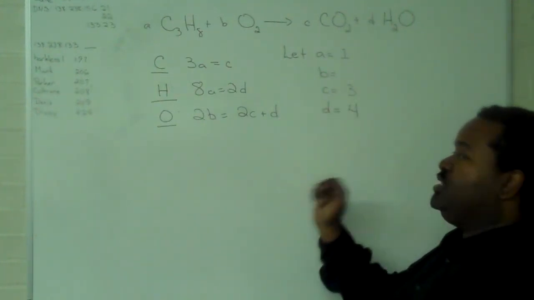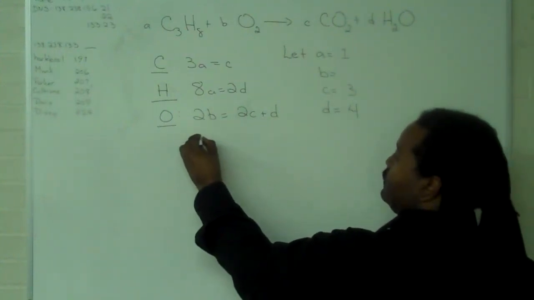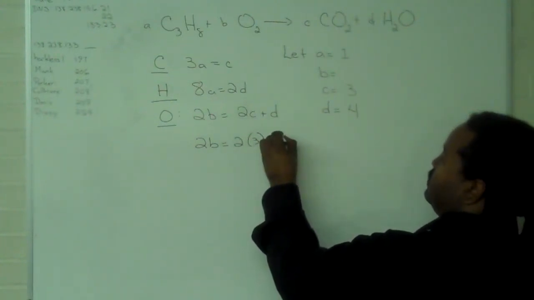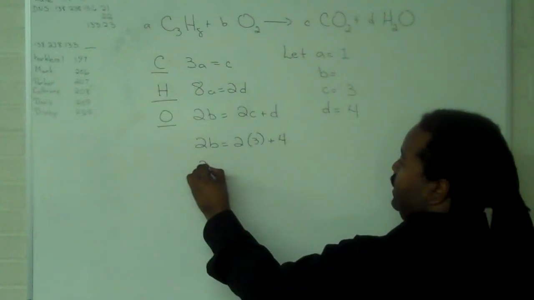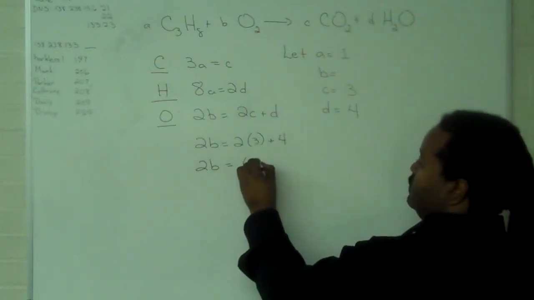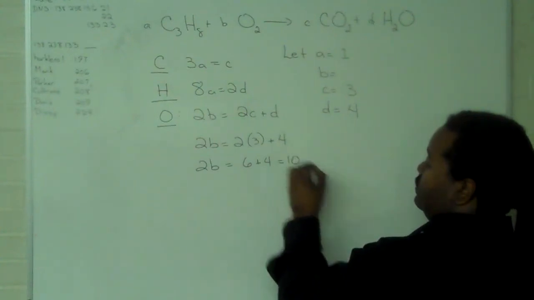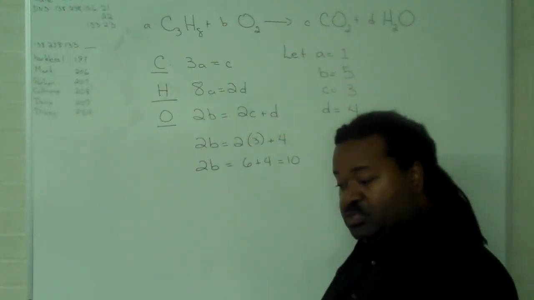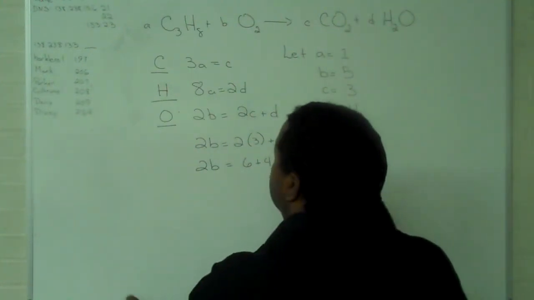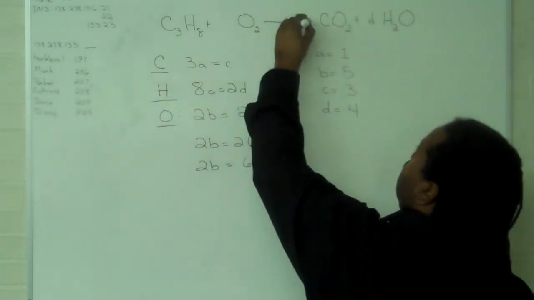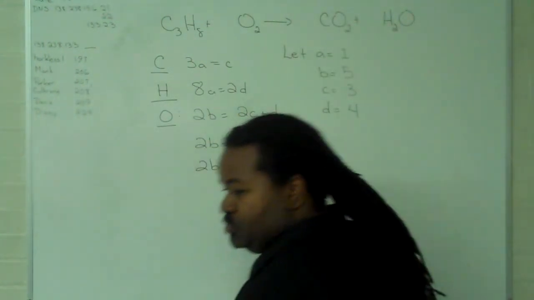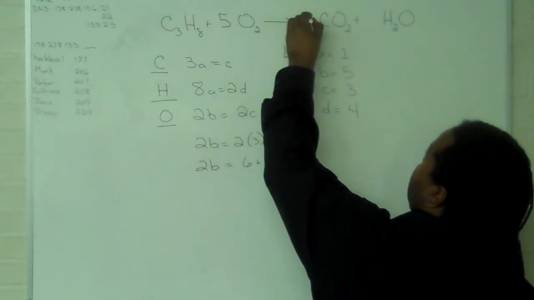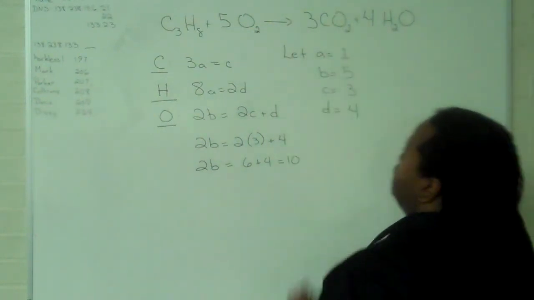Because I have values for C and D, I can determine a value for B using the oxygen equation. And for that I can simply substitute in. So I have that 2B equals 6 plus 4, which is 10. That means then that B equals 5. And so at this point, I can go back in and substitute for the dummy coefficients the actual completely balanced values. A equals 1, B equals 5, C equals 3, and D equals 4.